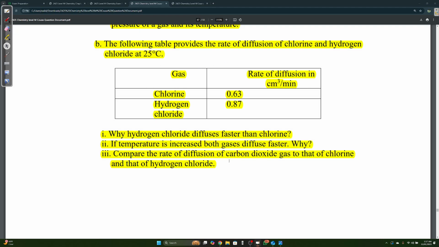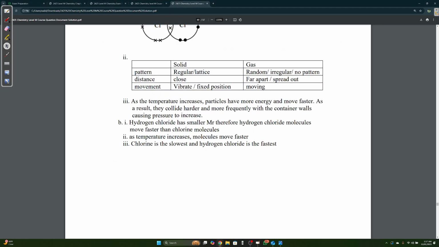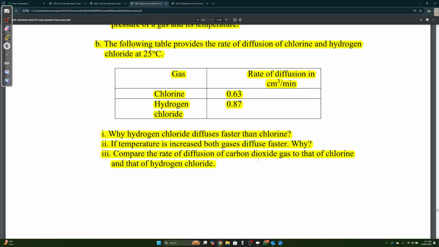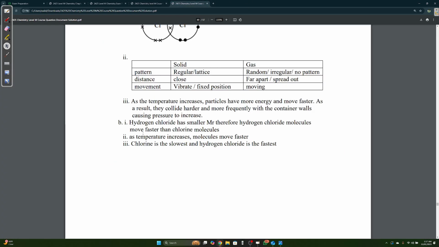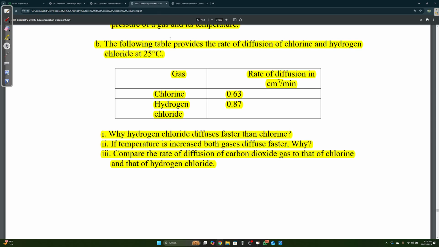If temperature is increased, both gases diffuse faster, because average kinetic energy is directly proportional to temperature. So as temperature increases, the molecules will move faster. Why does it diffuse faster at high temperature? Because they have more kinetic energy, so the molecules move faster.